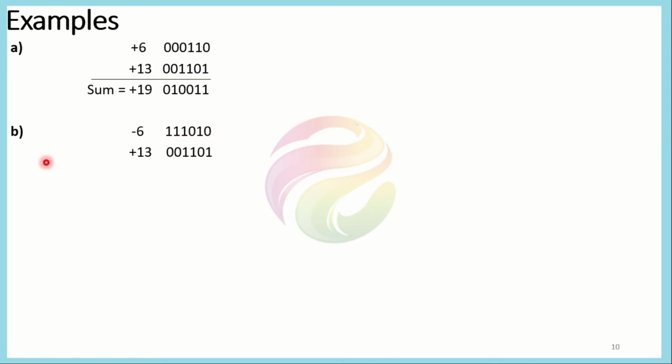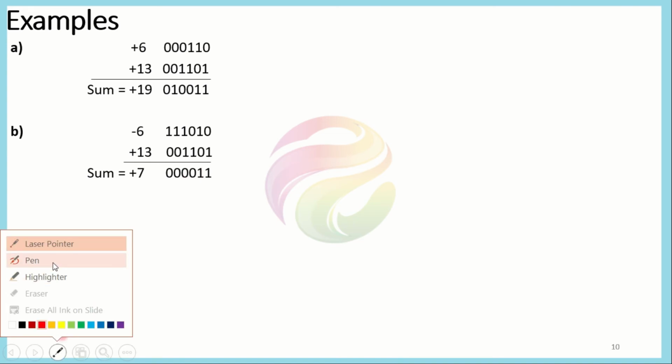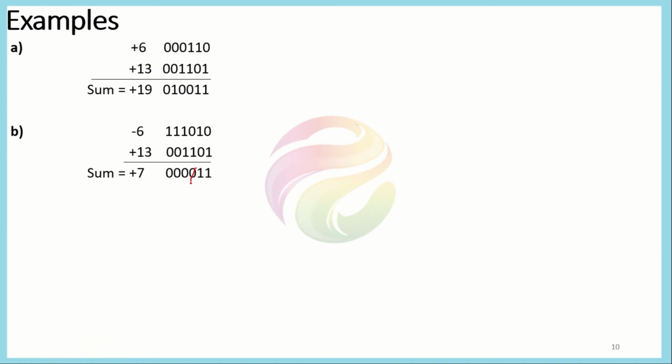This remains the same, and now we will just add it, and it will give us this result. This will give us a value of this. Sorry, there is one here. Actually, it's 1. So we will get this result, which is equal to plus 7. We can clearly see that minus 6 plus 13 will give us this result.